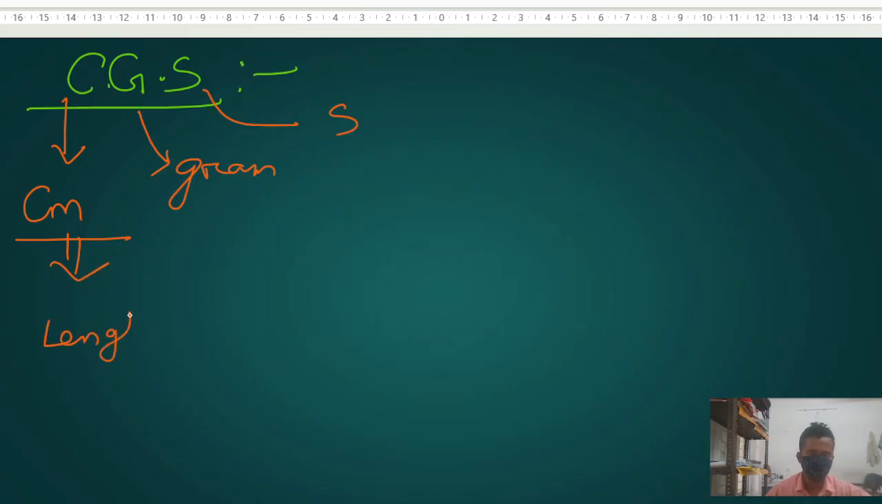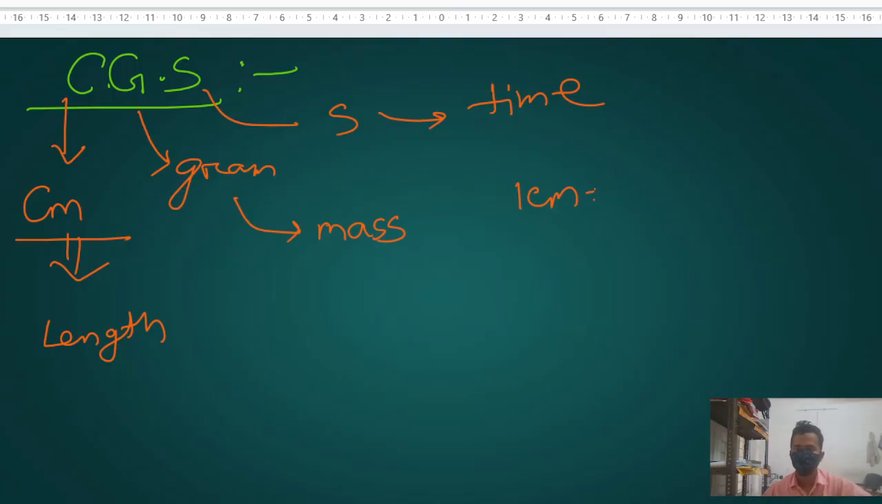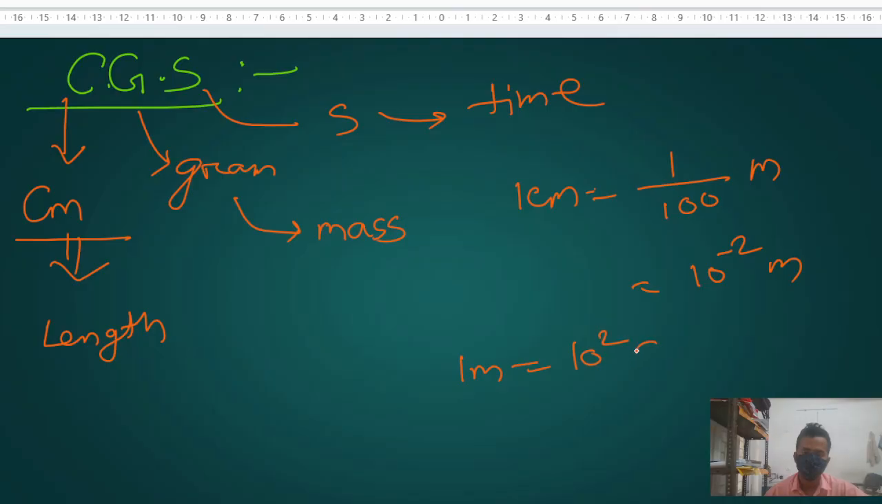Centimeter is a unit which is used to measure length, gram is a unit which is used to express or measure mass, and second is a unit which is used to measure time. Okay, so you know already that 1 centimeter is equal to 1 upon 100 meter, or 10 to the power minus 2 meter. Also you can write 1 meter is equal to 10 to the power 2 centimeter.